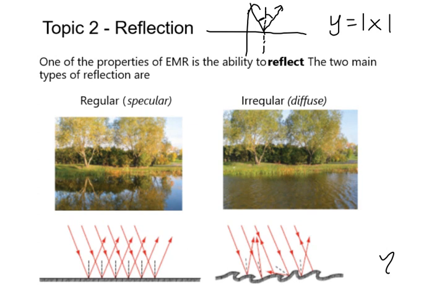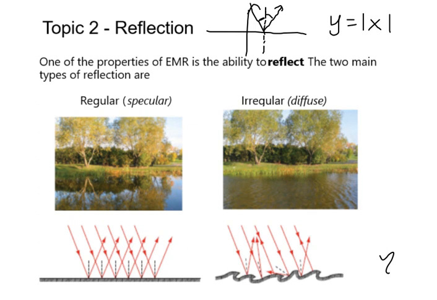Okay. So regular reflection is where you have such a smooth surface that when light bounces in, it bounces out at exactly the same angle over and over and over again. And if you had a nice clear day where the lake looked like this, you can almost see the exact mirror image, which is so cool. You guys have probably seen that before, right?